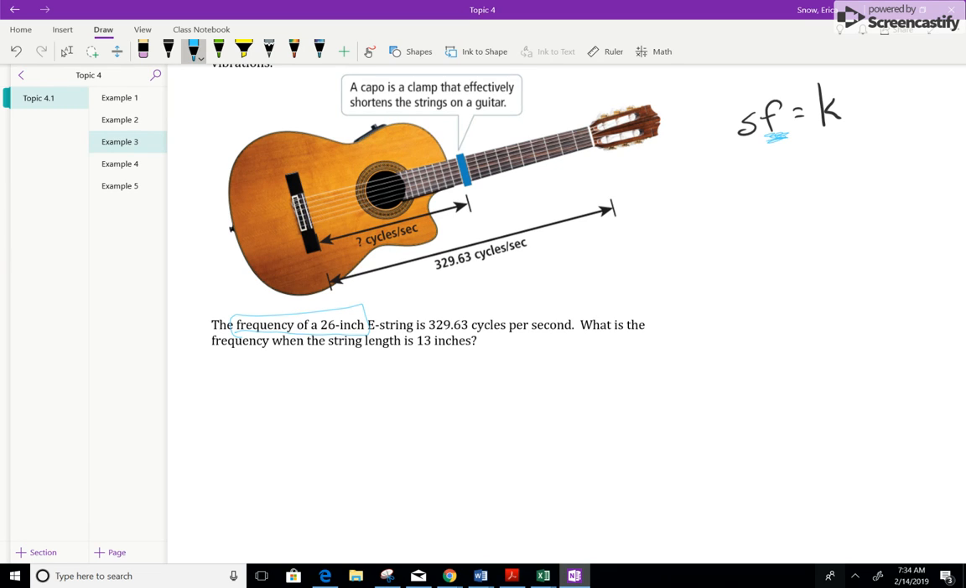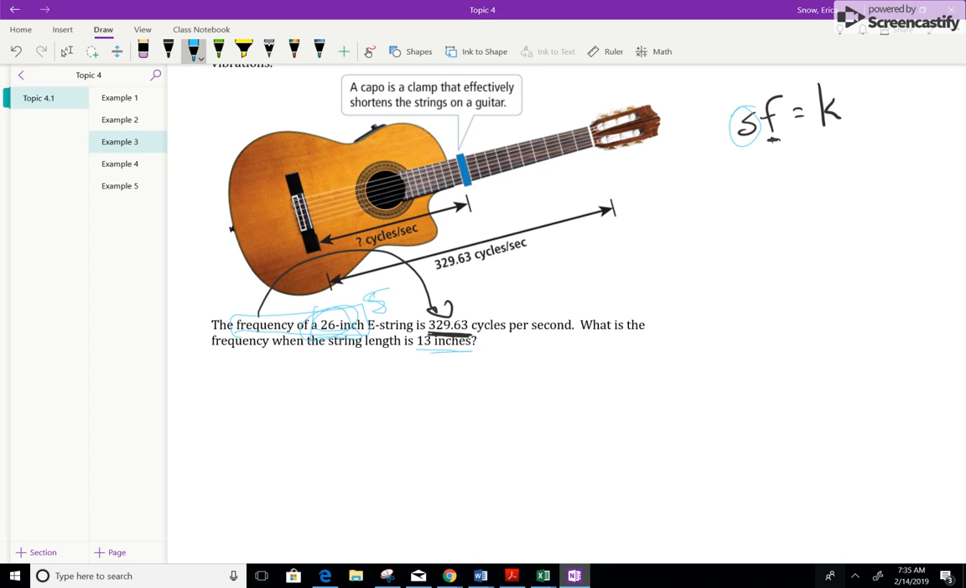Oh, whoops, nope, that's our S. 26 inches, that's our string length, so that is our S. Sorry, guys. Wouldn't be a day with Miss Snow taking notes if I didn't get something wrong. And the frequency is 329.63 cycles per second. What is the frequency when the string length is 13 inches?